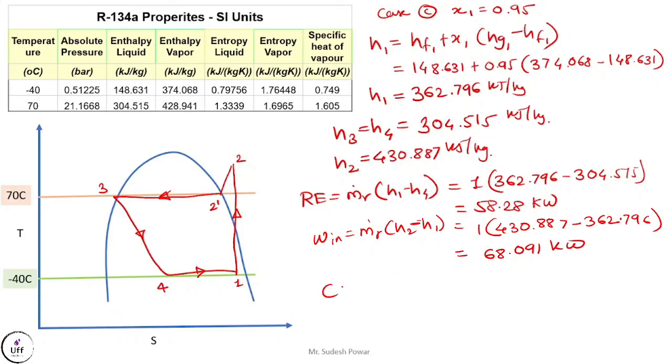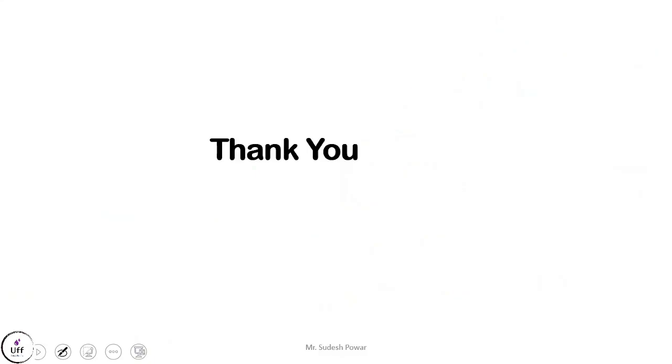So with the help of this knowledge, we can find out the COP for this case. It is refrigerating effect upon work input. Just put these values. We are getting the COP for this case as 0.8559. This is for the case 3, that is when X1, the dryness fraction at the entry to the compressor, is 0.95. So that's all from this video. I hope you understood the special case of vapor compression cycle as a wet compression.